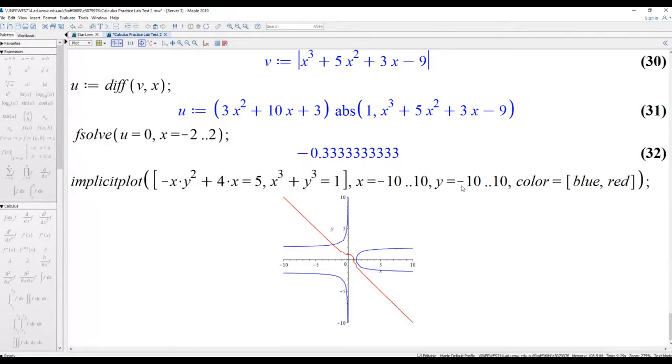And here's the region from x equals -10 to 10 and y equals -10 to 10. And the color, you don't have to do this, but I've just put the first one to be blue and the second one to be red. It just helps you tell them apart and see where they cross. So from that picture, it looks like there's one and only one point of intersection.